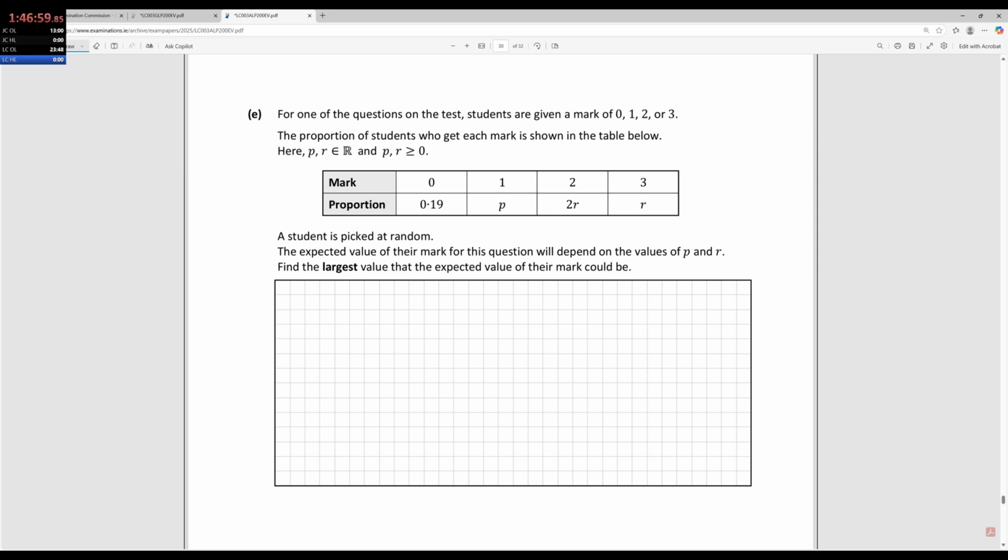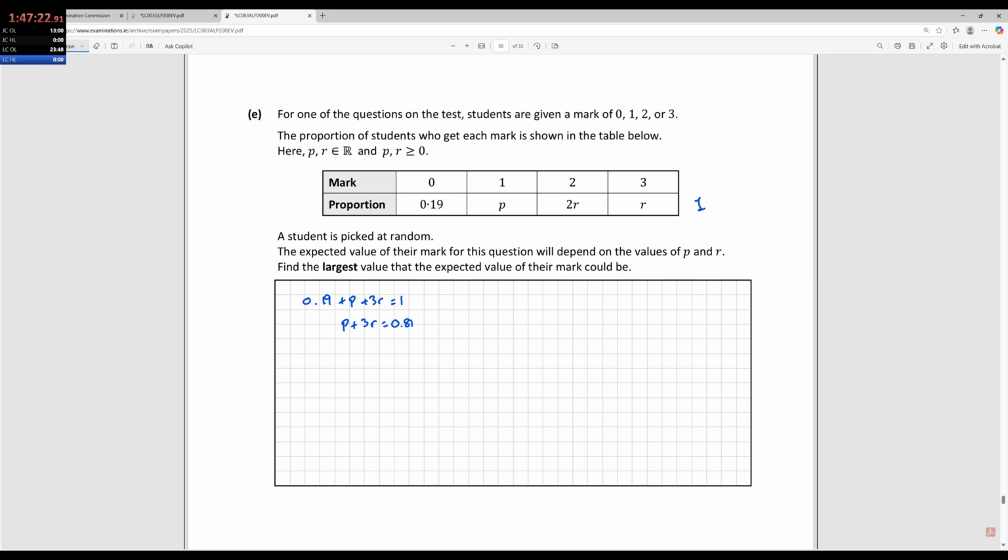Okay, well, basically what we have to say is because it's proportionality, that all has to add up to 1. So what I can say is that 0.19 plus P plus 3R equals 1. So P plus 3R equals 0.81. Expected value would be multiply each of these together.